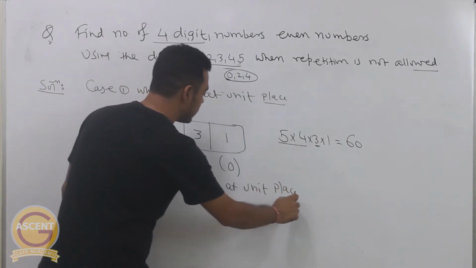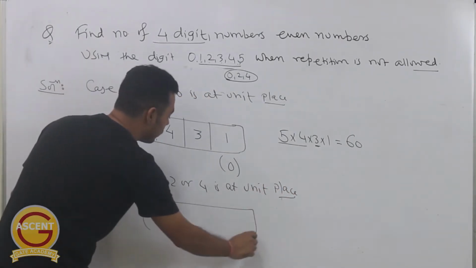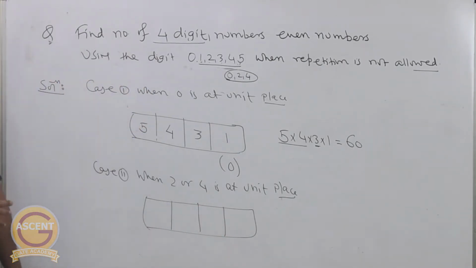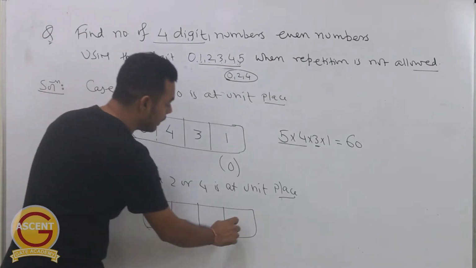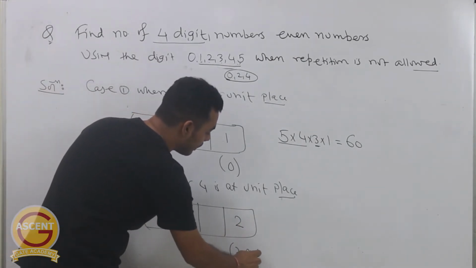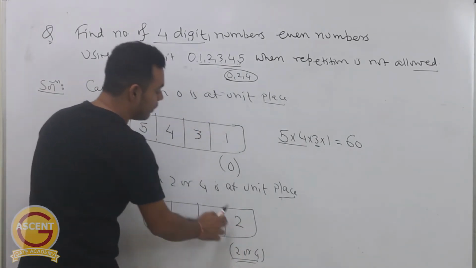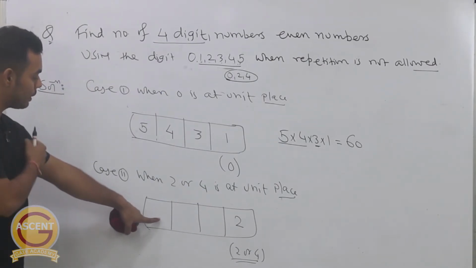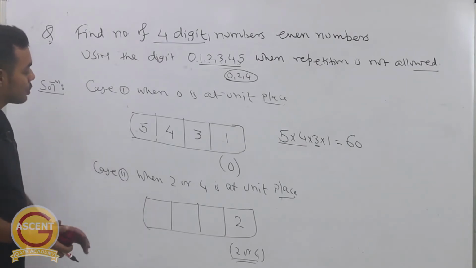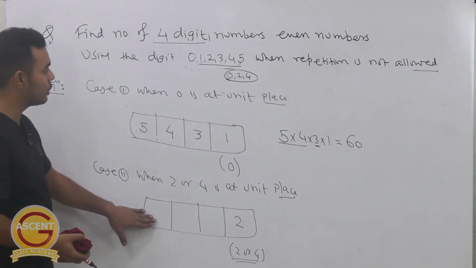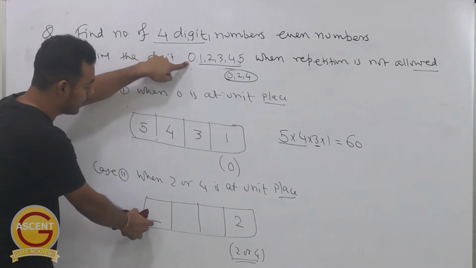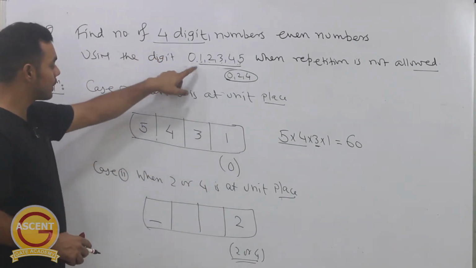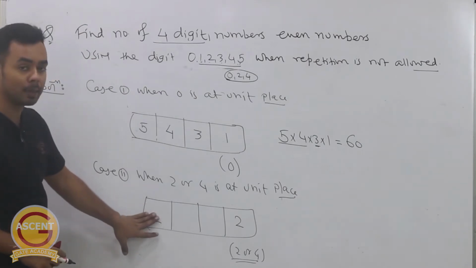Now when 2 or 4 is at unit place, again we have to fill these 4 places. In that case there are 2 ways to fill the unit place. Either you can place 2 here or you can place 4 here. Now we have to fill this 1000 place. You cannot place 0 here, and one non-zero digit is already at unit place. So the number of ways to fill this 1000 place will be 4.